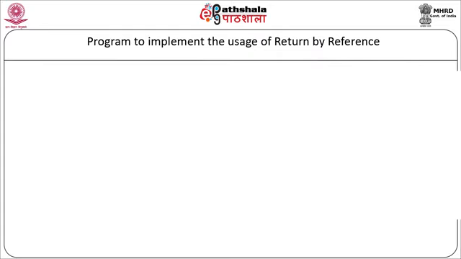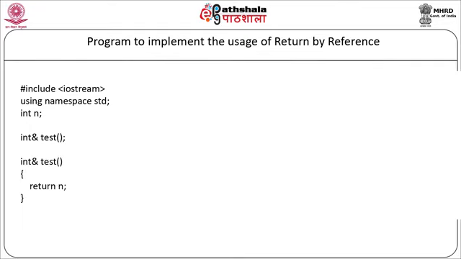Now let's see a program to implement the usage of return by reference. We will start with the program #include <iostream>, using namespace std. Here we will define one global variable as int n, int& test(); So here test is a user defined function which does not accept any parameters, and the return type is an integer reference.